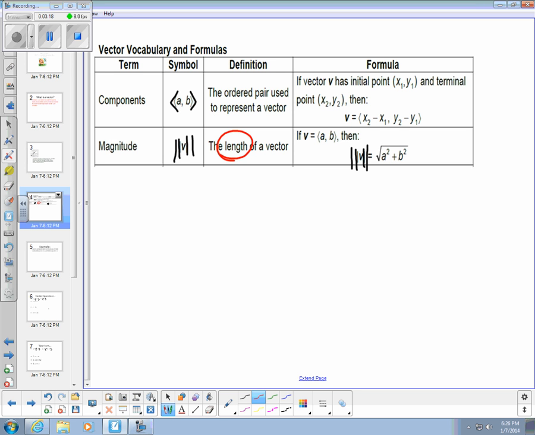Okay, now the components of a vector are like taking a vector from anywhere on the graph and moving it so that your initial point is at (0, 0). So the components tell you, if I started at (0, 0), where would I end up? What would be my terminal point?